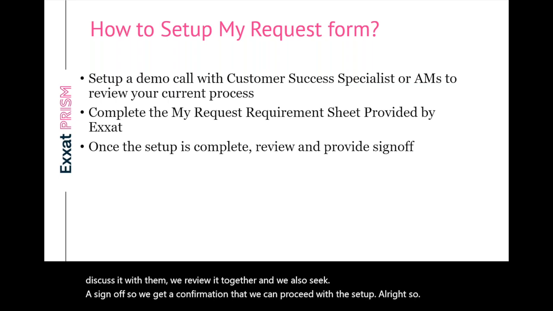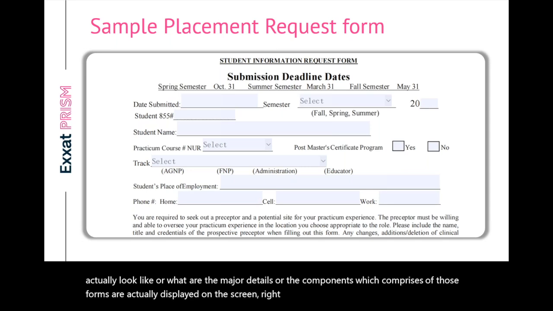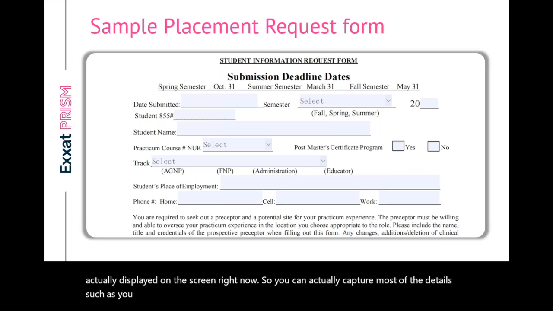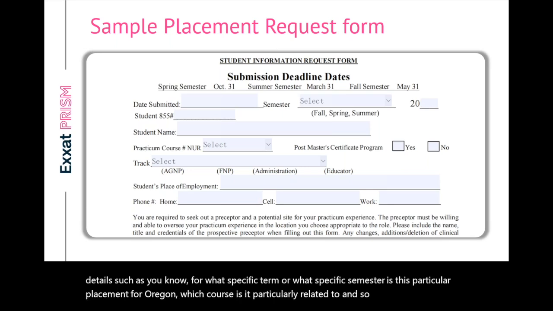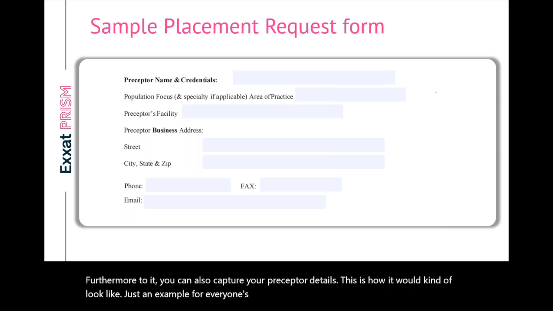All right. So just for everybody's reference, how a placement form would actually look, or what the major details or components of those forms are, is displayed on the screen right now. You can capture most of the details, such as for what specific term or semester this particular placement is, which course it is related to, and so on. Furthermore, you can also capture your preceptor details. This is how it would look, just an example for everyone's reference. As we proceed, I also have a screenshot which I'll be showing in the upcoming slides.